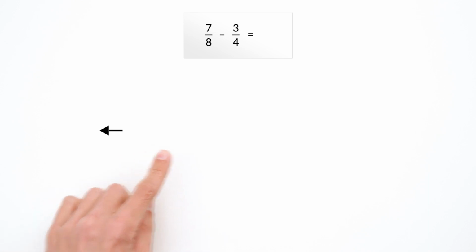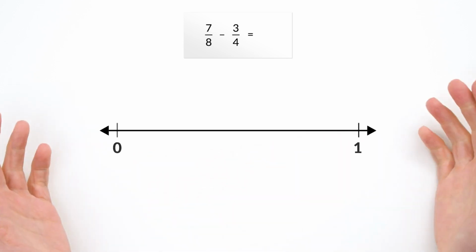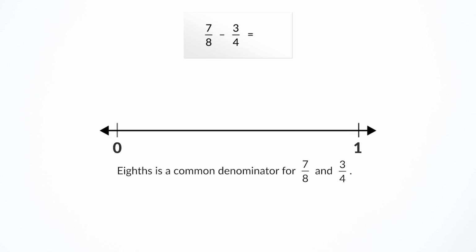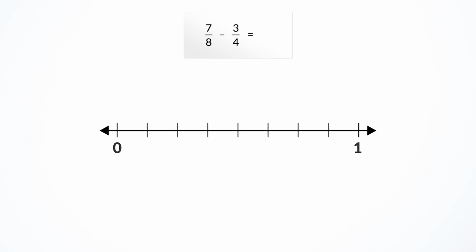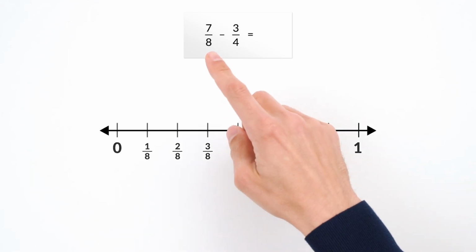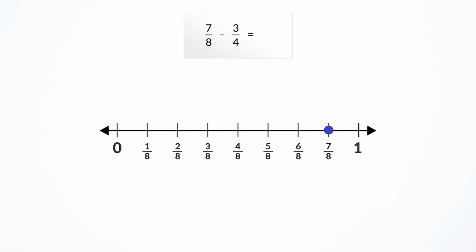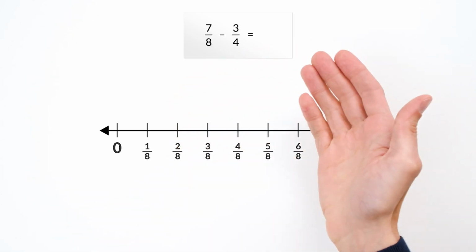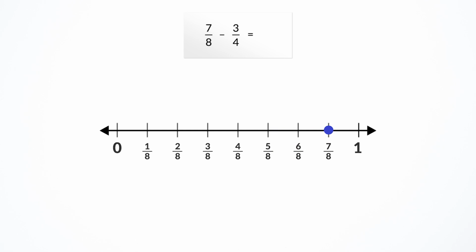Let's start again with a blank number line. So how should I partition the number line? Well, I know that eighths is a common denominator for 7/8 and 3/4. So I'll draw tick marks to make 8 equal parts between 0 and 1. Then I'll draw a point at 7/8 to represent the first number in my problem. From 7/8, I need to subtract or take away 3/4. Since I know that 3/4 is also equivalent to 6/8, I can rewrite the original equation as 7/8 minus 6/8.